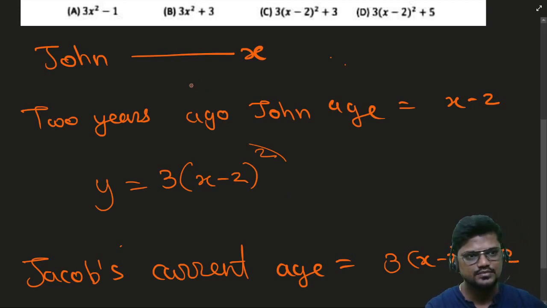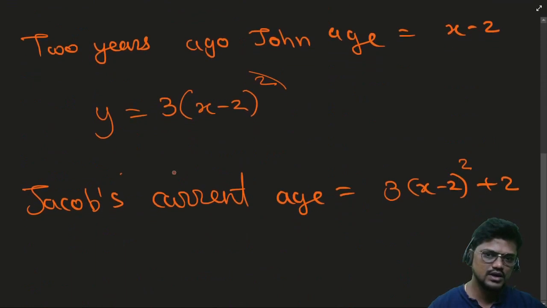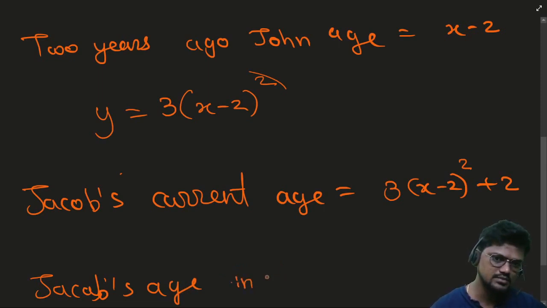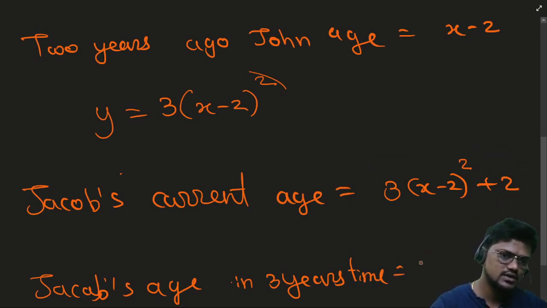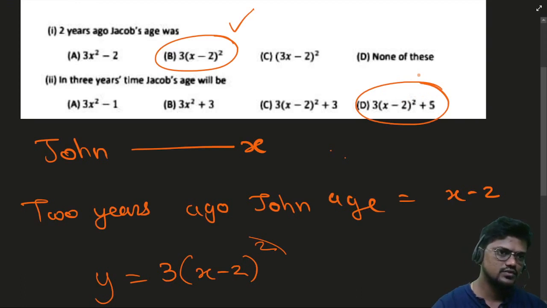Now what they said, what will be Jacob's age in 3 years time, right? So Jacob's age after 3 years will be whatever is this, add 3 into it. So what you get? 3 into x minus 2 whole square plus 5. Got it? Understood or not? Yeah. So the answer for this will be this. Fine.